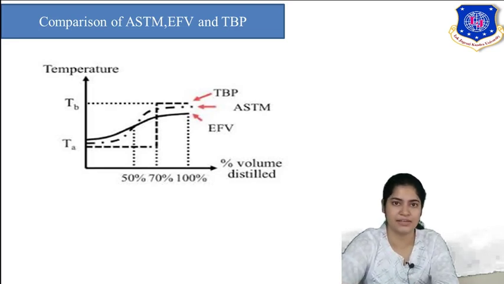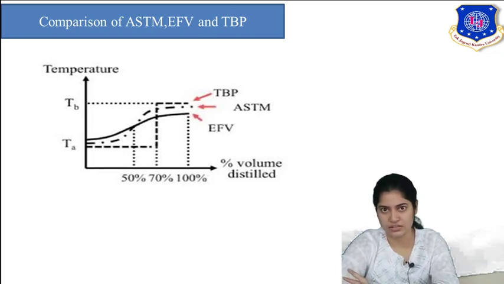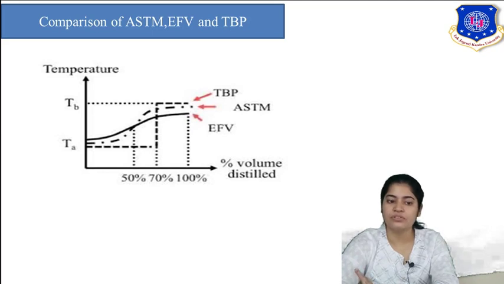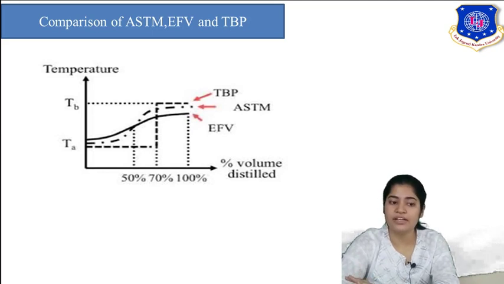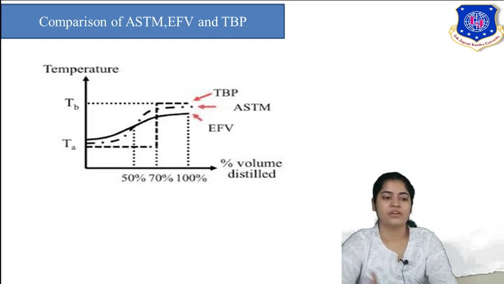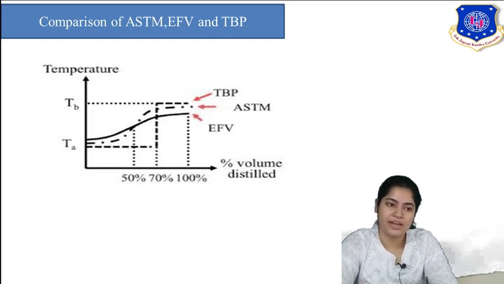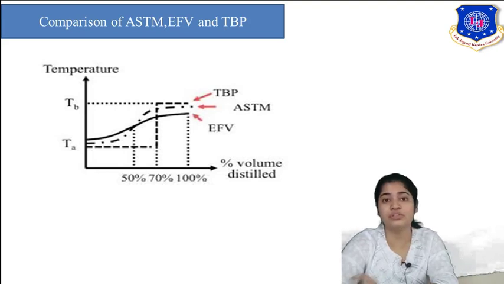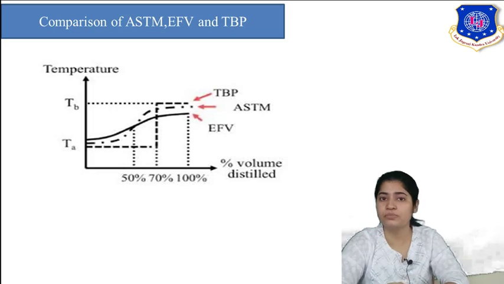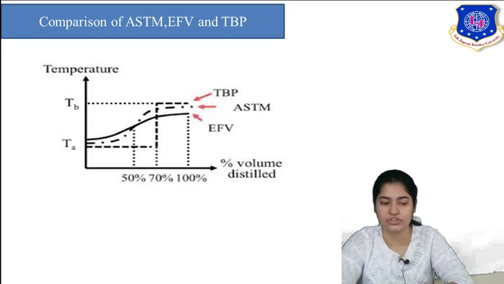Next is ASTM, and final is the EFV, equilibrium flash vaporization. As I told you, because equilibrium condition is achieved, no more driving force exists. Because of that it has the most mixing between the more volatile and less volatile components. So this was about your comparison between ASTM, EFV and TBP analysis, which gives you distillation characteristics. That is the most important, that is, boiling point range.